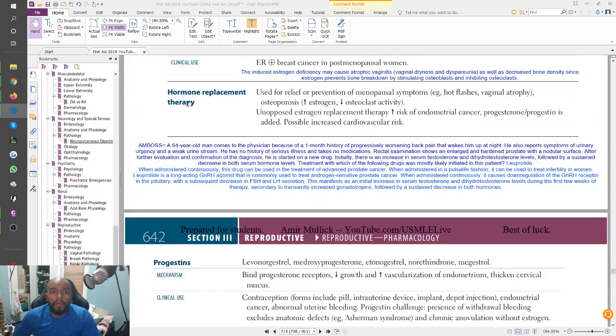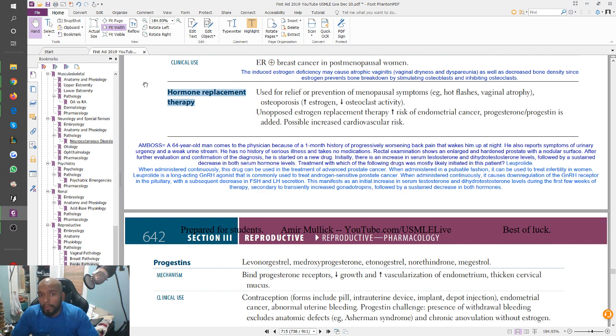Okay, so next thing now, hormone replacement therapy, right? This is a very important thing that a lot of patients need if they maybe have early menopause for some reason, or they had to get surgery and get their ovaries removed, possibly because of cancer, right? So now they need the hormones that the ovary was supposed to be making. Used for relief or prevention of menopausal symptoms like hot flashes, vaginal atrophy, as well as osteoporosis, right? Which because of the high estrogen, has low osteoclast activity, right?